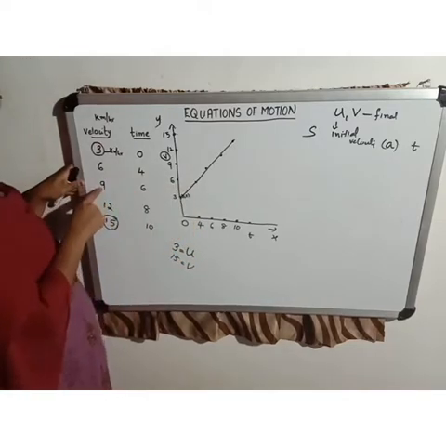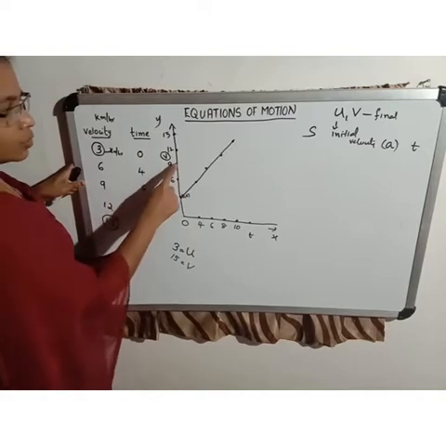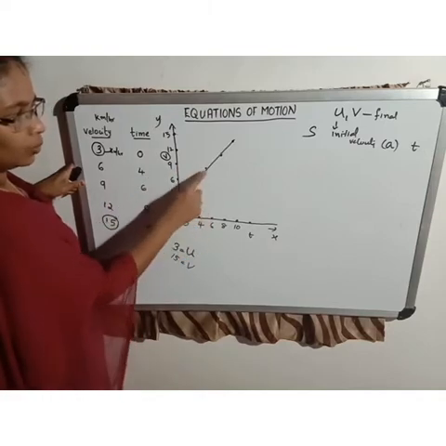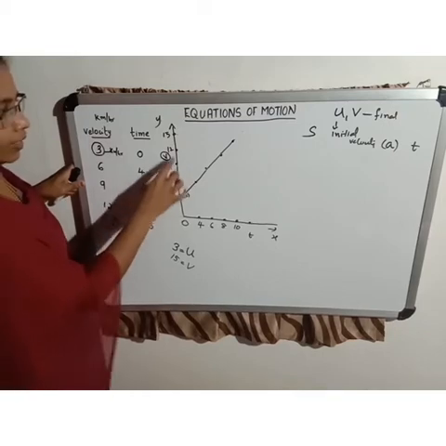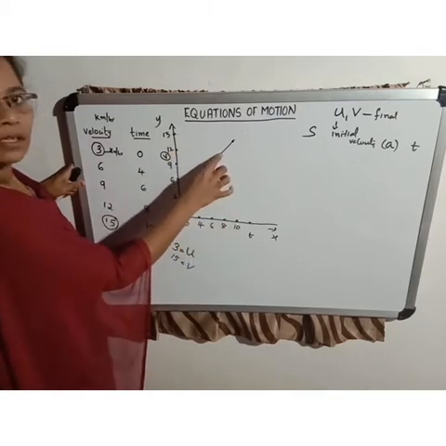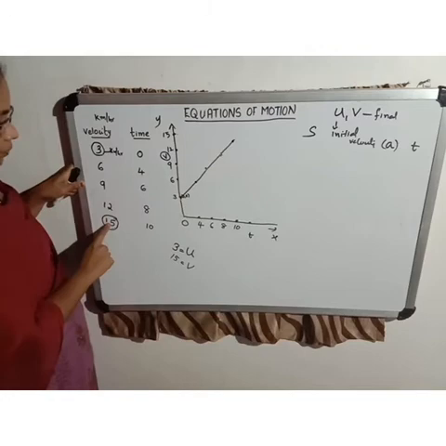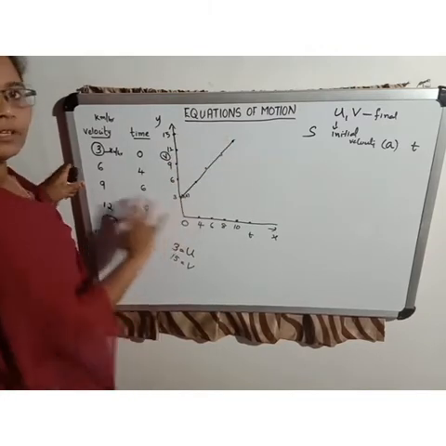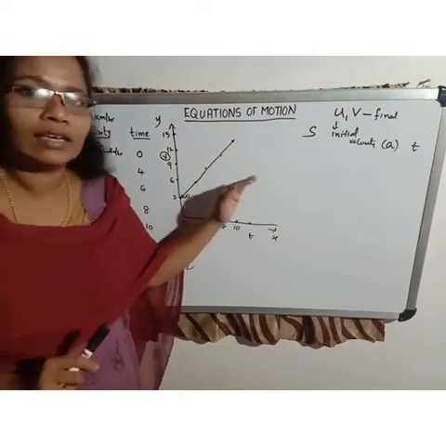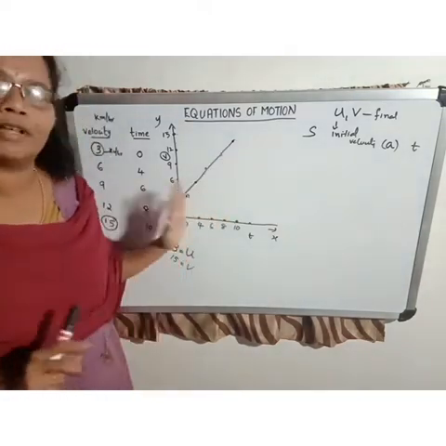Now the third point is 9, 6. So the third point I am plotting here. This is the point. And the fourth point 12, 8. 12, 8. This is the fourth point. And the final point ordered pair is 15, 10. So after plotting all these points here, we will get a graph like this.